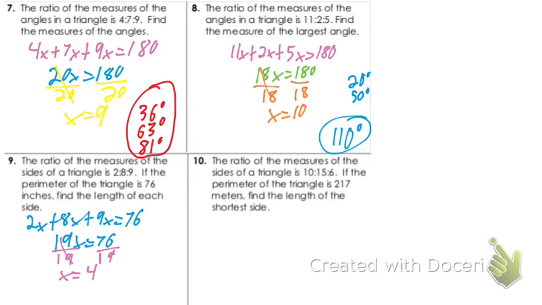So what do we do now that we know x is 4? What are we going to multiply 4 by? We're going to remove all the x's and put 4. Okay, so we're going to plug 4 in for the x and find each individual side, right? So, what's one of the sides?